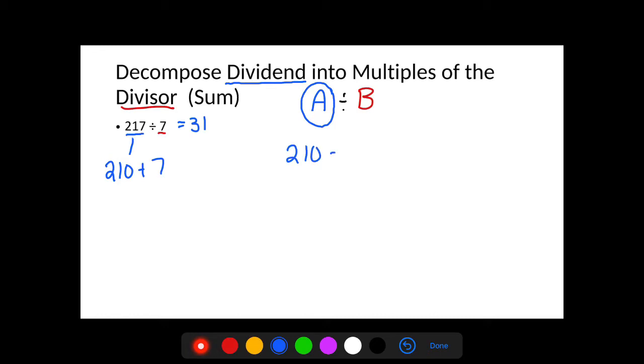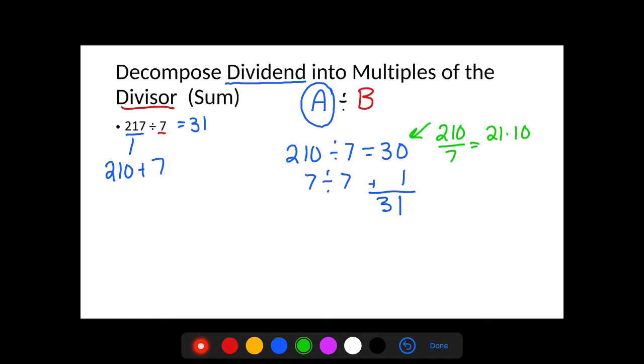I took 210 divided by 7 and got 30. I took 7 divided by 7 and got 1, added those numbers together. If 210 divided by 7 is tricky for you, you could think about that as a fraction. This is 21 times 10 over 7. I know 21 divided by 7 is 3. 3 times 10 is 30.